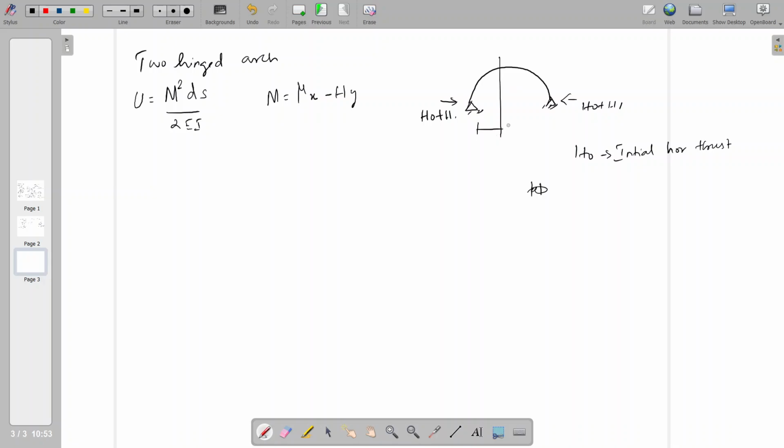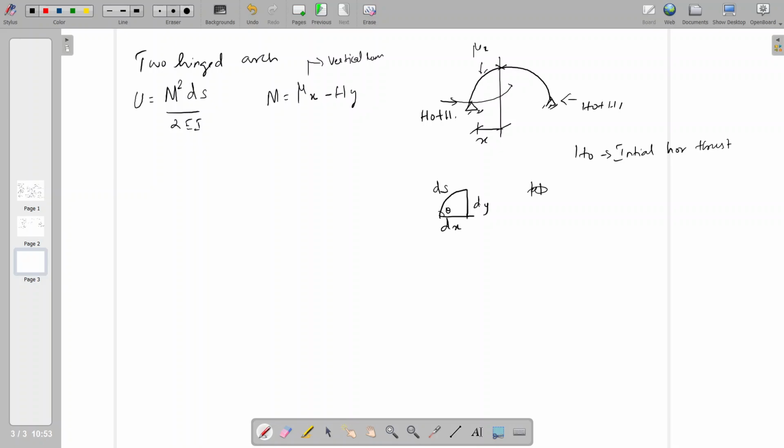While considering a section x from this support, if you consider the bending moment here, Mu x is the bending moment due to the vertical loads minus Hy. Mu x minus Hy is the horizontal thrust equation. ds is the surface length. Further, we will be reducing it as dx secant theta.